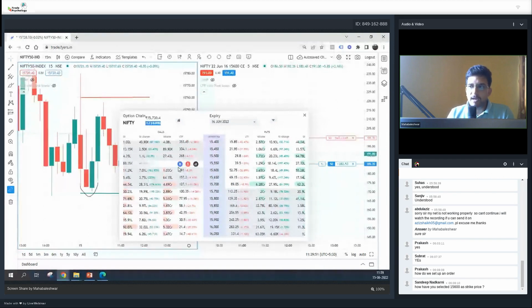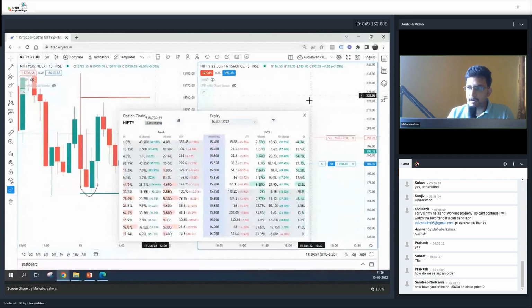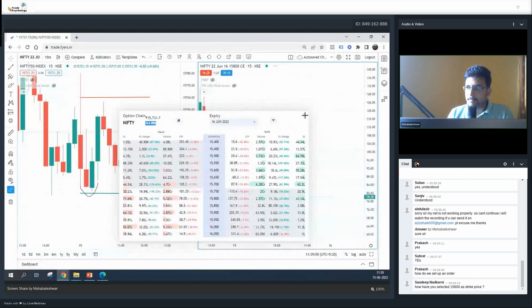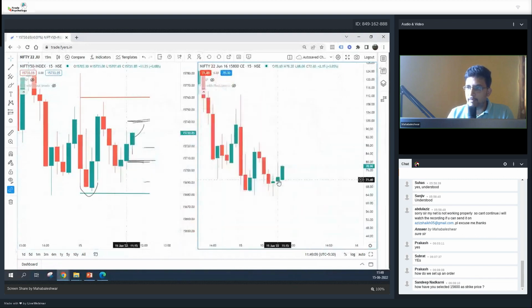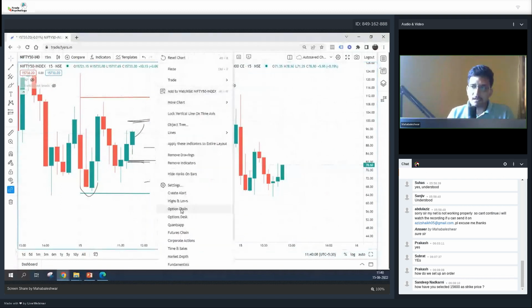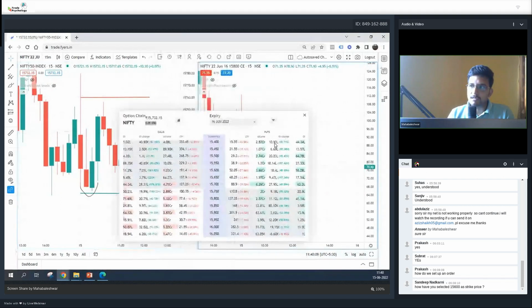Otherwise, if I go for the 15,800 call option, I might have bought here, but the price is almost similar to this particular one. The price will not go higher because of the time decay which is left. So that is the reason I have chosen this 15,600, and selecting a strike price is very essential.